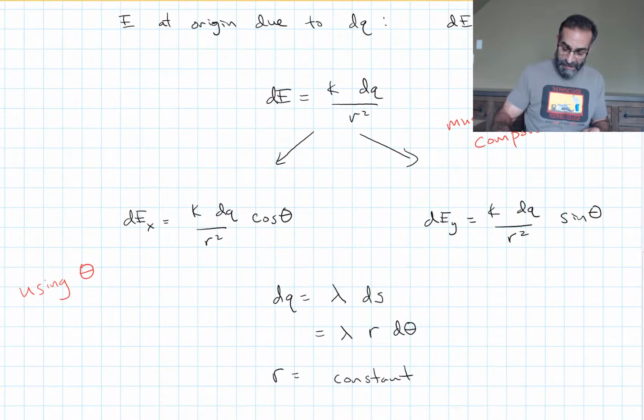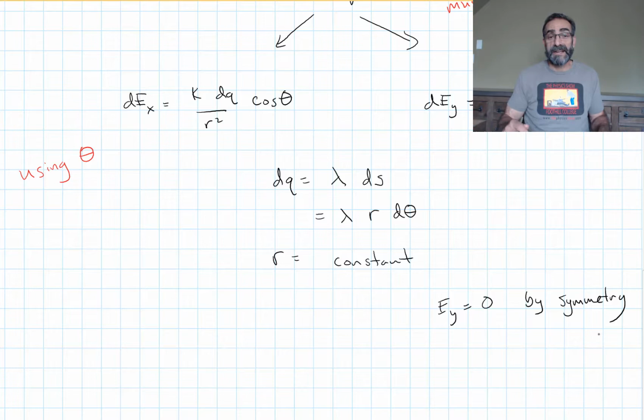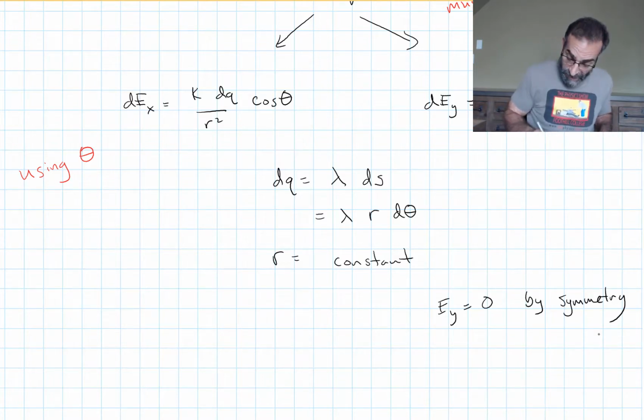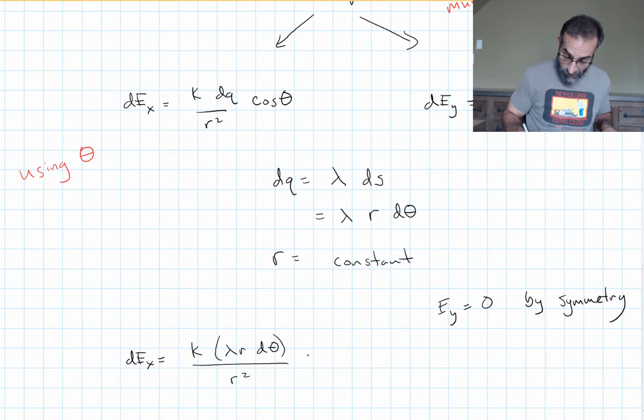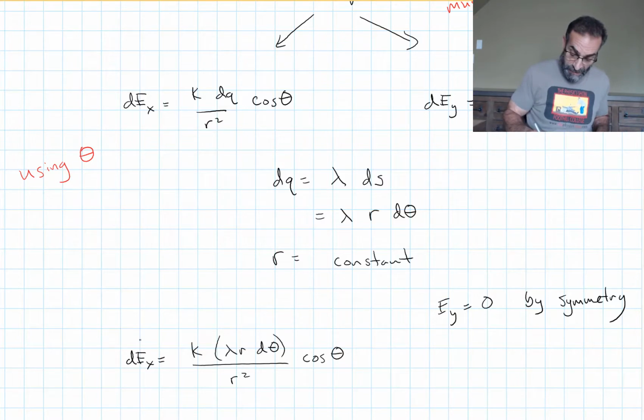So I could write E sub y is 0 by symmetry right here. If this was an exam, that's what I would do. But if I'm practicing, I'm going to solve and make sure I get 0. So we'll do that. First, let's take a look at the x direction. We're going to integrate.